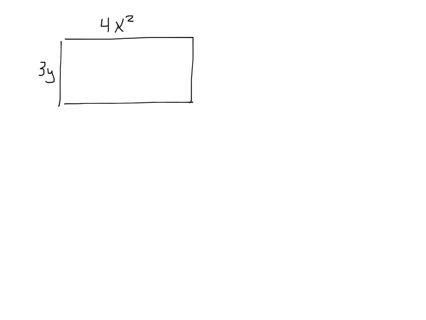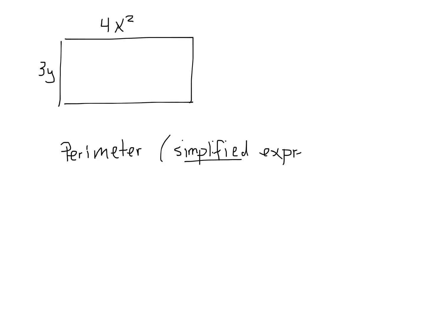You're given a rectangle in this question, and we'll start with the perimeter. They're asking you to find the perimeter of this shape, and you're writing it as a simplified expression. That's what's important here. So you need to simplify your final answer. Well, how do we find the perimeter of a rectangle, for example?